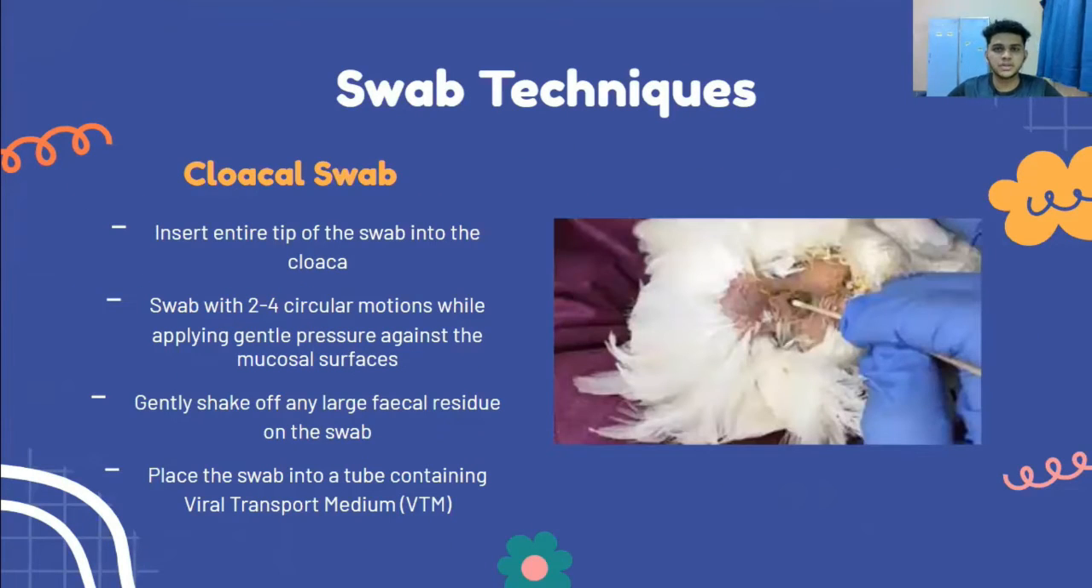Before doing RT-PCR, we need to obtain the samples from swab techniques. The first swab technique used was cloacal swab. Insert the entire tip of swab into the cloaca and swab with 2 to 4 circular motions while applying gentle pressure against the mucosal surfaces, and then shake off any large residues and then put it in the tube.